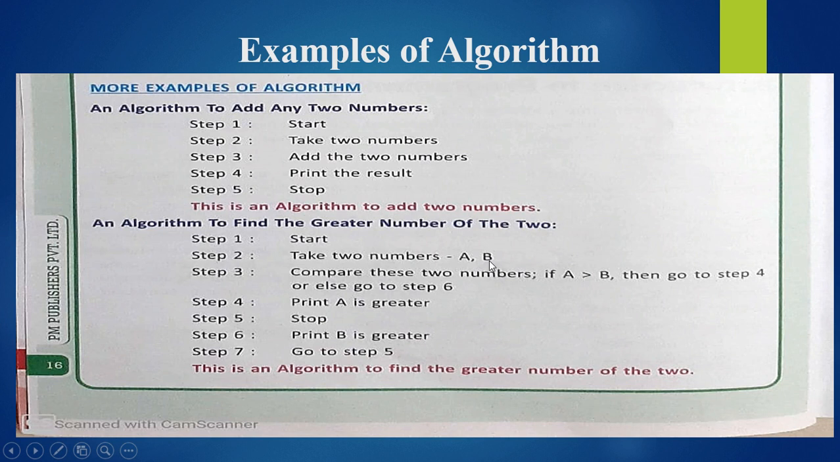Now let's take another example. A is 5 and B is 10. Now is 5 greater than 10? This is false. So the else part will come. Else go to step number 6. This is step number 6. Print B is greater. Now these two steps will automatically be skipped as it directly goes to step number 6. Then go to step number 5, that is stop. So this is how you write the algorithm for comparing two numbers.